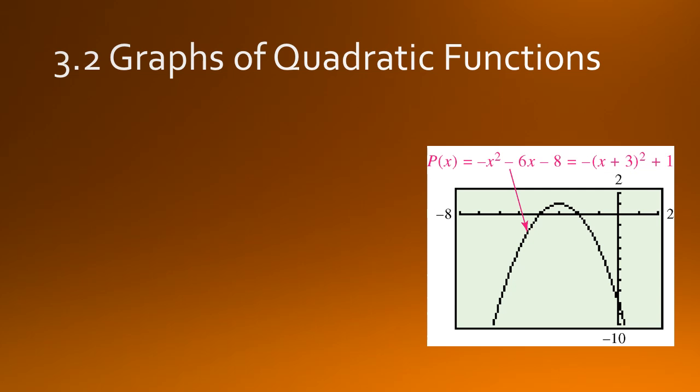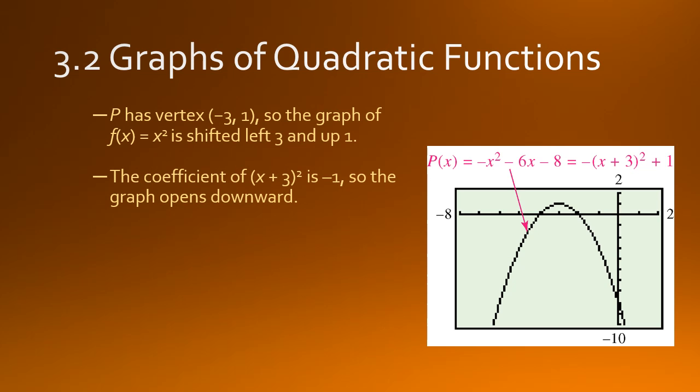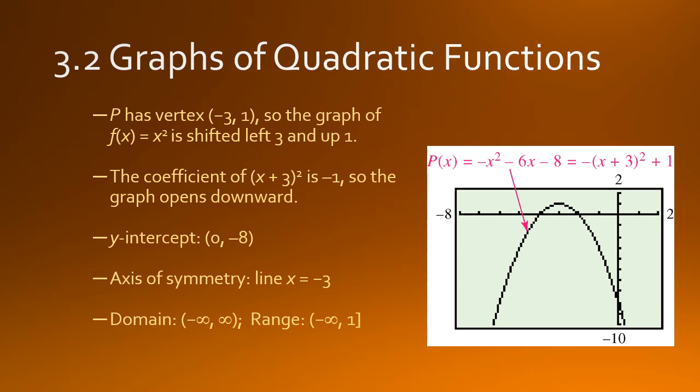Here's the graph itself. As we said, it's shifted negative 3, has a vertex of negative 3, 1 because of the shift. Okay, the coefficient, the a in front of the parentheses is negative, so it opens downward. The y-intercept is 0, negative 8. And the axis of symmetry is the line x equals negative 3.